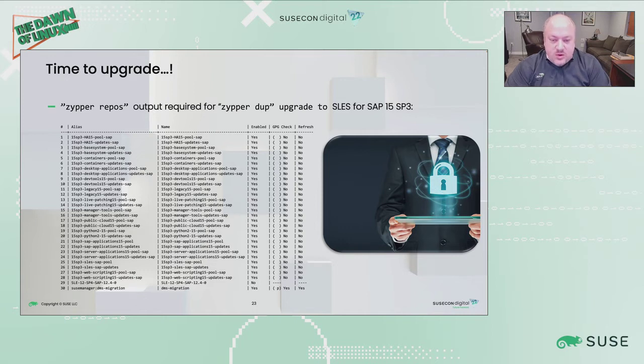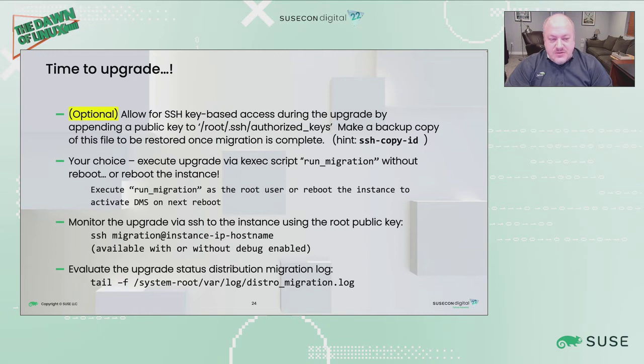A list of the required repos after the salt state has been applied can be viewed either at the client or from the perspective of the managed endpoint. And optionally, again, you're going to want to use a tool like ssh-copy-id to copy an authorized key to the root user account that will be cloned into the migration user within the live boot system so that we can monitor the upgrade. After these steps have been completed, you can then execute the upgrade using run migration or reboot the system. And then monitoring is accomplished as documented below.